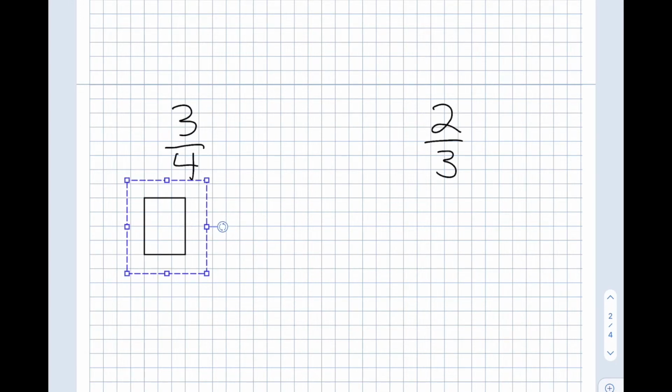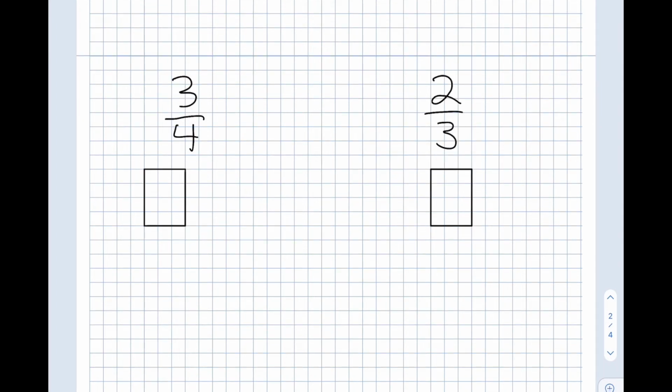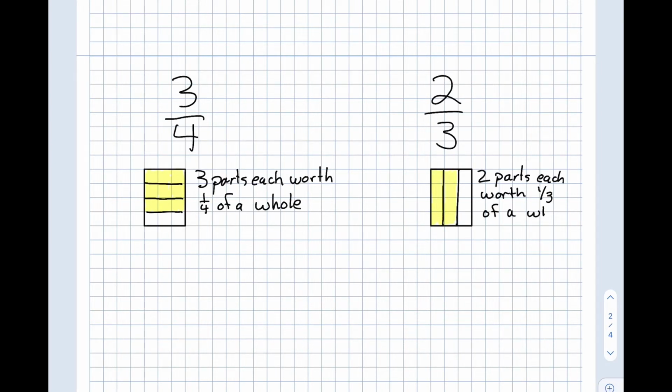Once I've established my whole, I need to keep it the same throughout the problem. To show 3/4, I'll partition the whole into 4 equal parts and shade 3 of them. 3 parts, each worth 1/4 of a whole. On the right here, since I have thirds, I'll partition it into 3 equal parts. I'll shade 2 of them, and now I have 2 parts, each worth 1/3 of the whole. So I have the same size whole, but I don't yet have equal size parts.